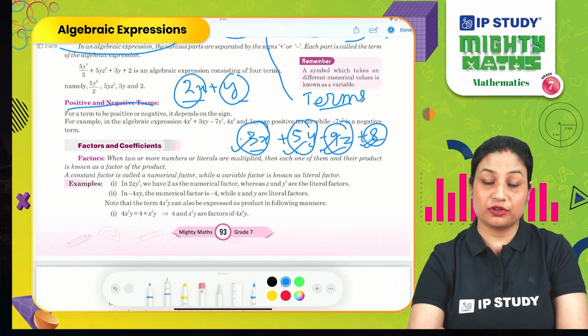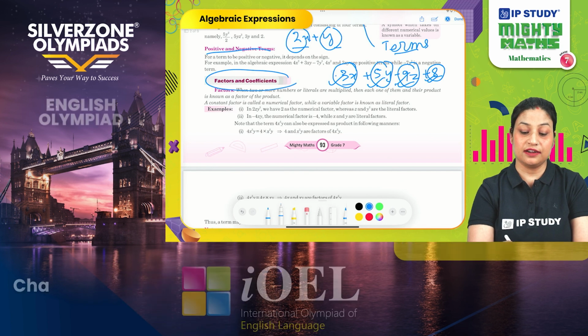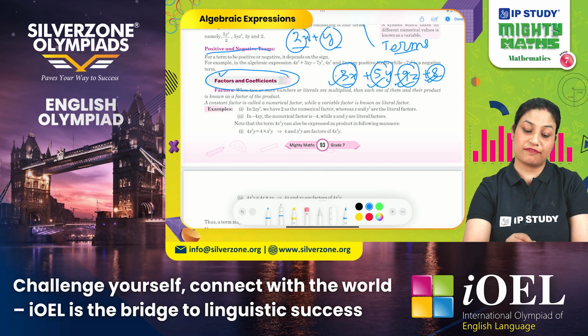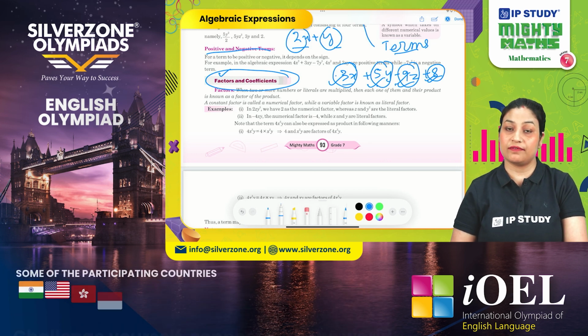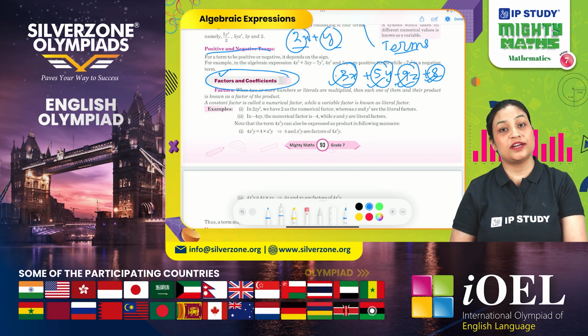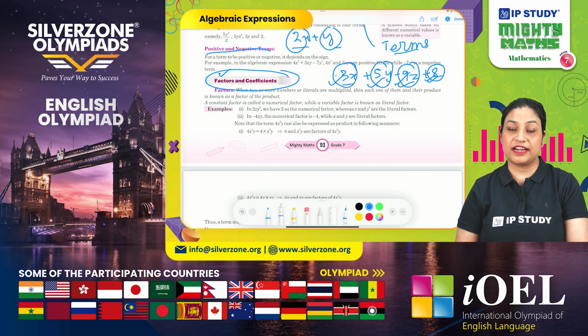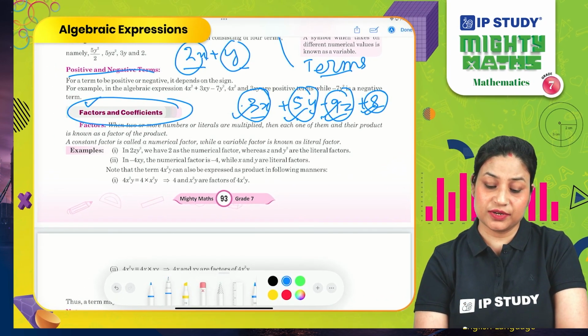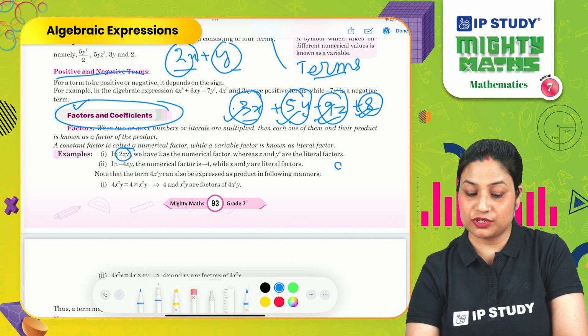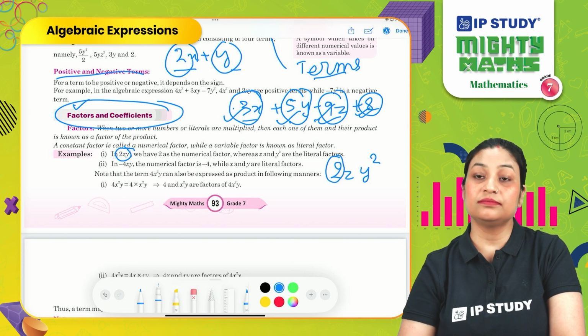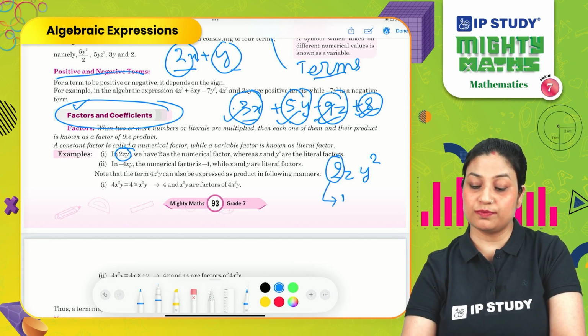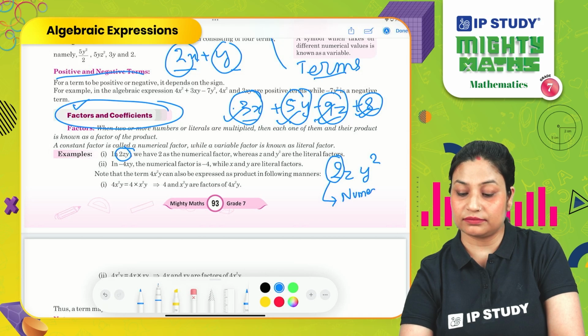Now, let's move on to the next topic, that is factors and coefficient. So first of all, we will take factors. So dear students, in an algebraic expression, we have two types of factors. One is constant factor and the other one is literal factor. So let's quickly see by taking an example. As you can see in the first example, 2zy square. So here 2 is a factor, right? So we will call this 2 a numerical factor or constant factor.